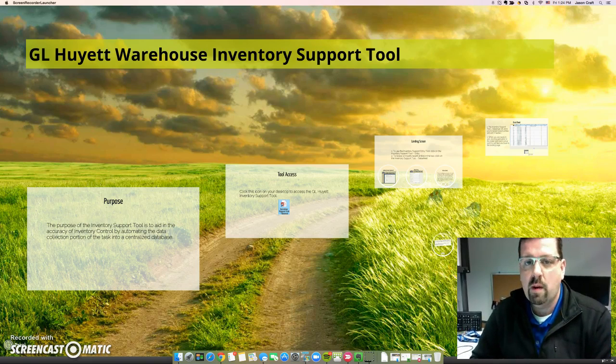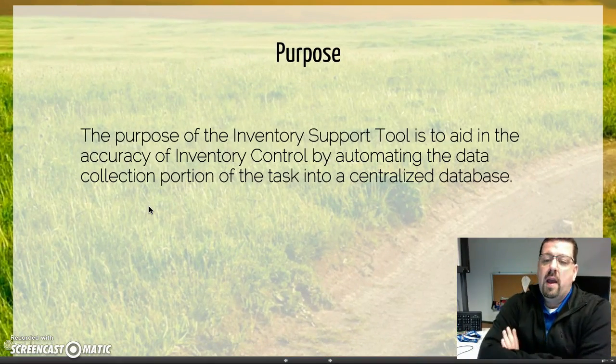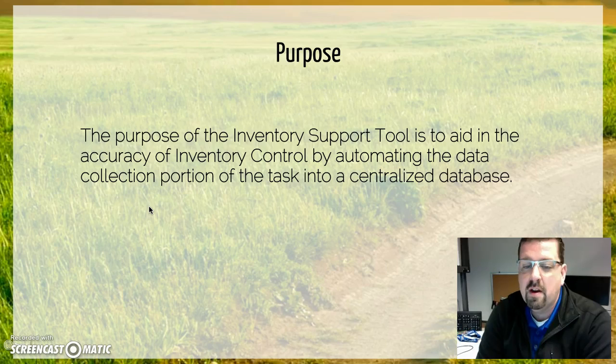So let's go ahead and start with why we developed it first. The purpose of the tool is to aid in the accuracy of the inventory control group by automating the collection of the data. The reason we needed this is because they were hand keying a lot of the information in, and we wanted to automate it as much as possible. Instead of having it on an Excel spreadsheet or on a piece of paper in some cases, we needed to find a way to make sure we had it in a centralized database so that we could run reports off of it and really help them help themselves.